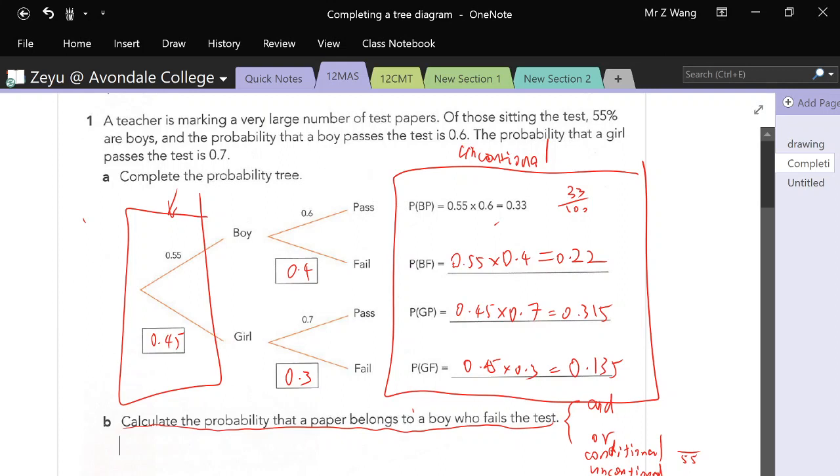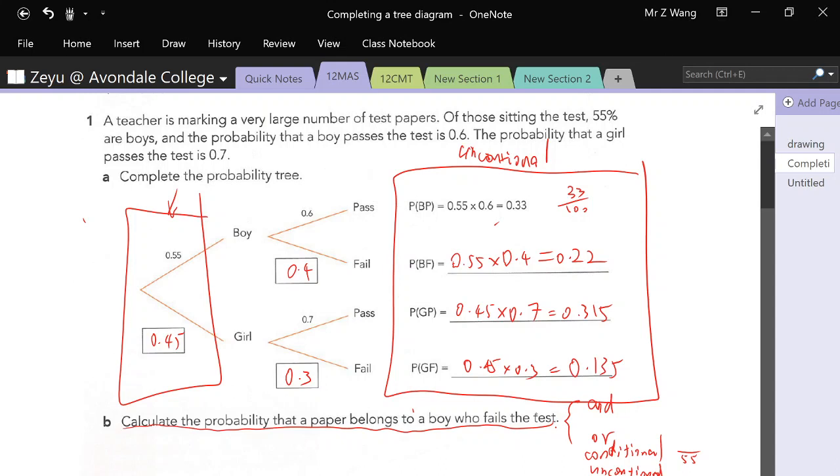Calculate the probability that the paper belongs to a boy who fails the test. So it would be the second row, because it's the conditional of a boy who fails. Is that right? Belongs to a boy who fails the test.